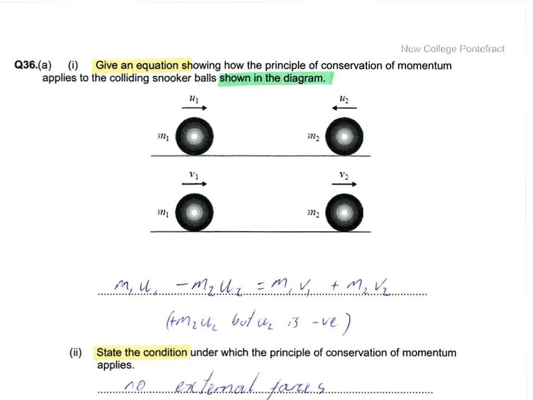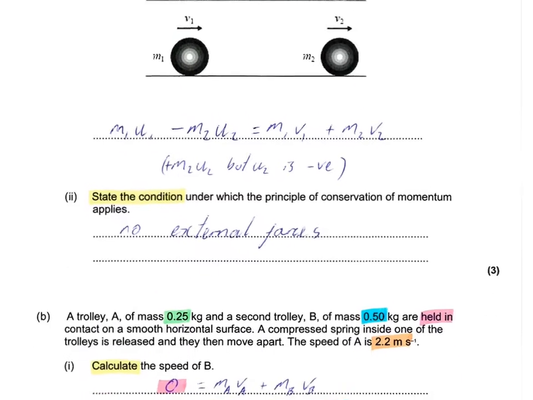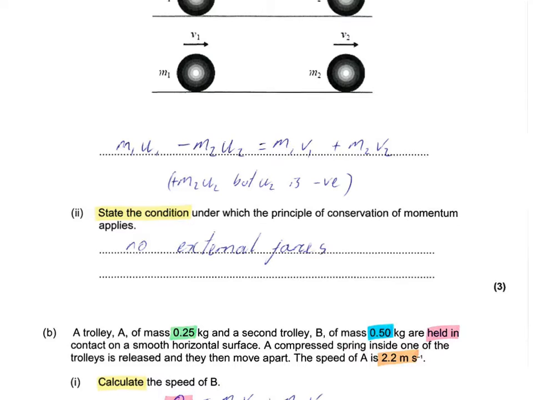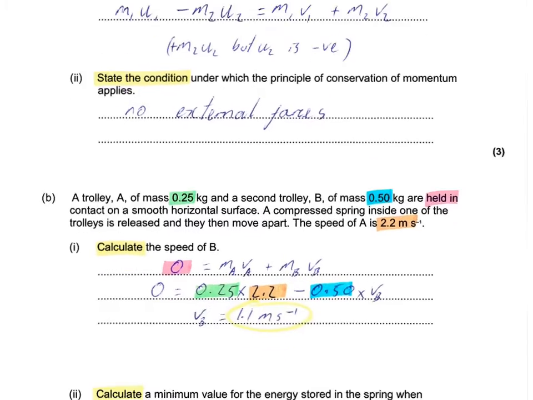So the total momentum before is the total momentum afterwards. You could make a very good argument that you really should just write down M2 U2 but use a negative value for U2, but that is what they were looking for. State the condition under which the principle of conservation of momentum applies, and that's when there are no external forces. Any external force will give an external impulse and therefore change the overall momentum.